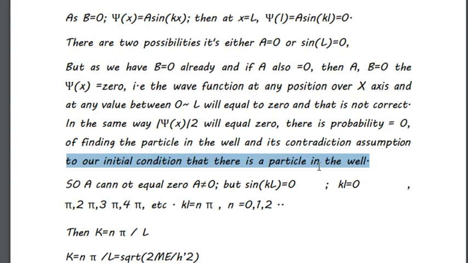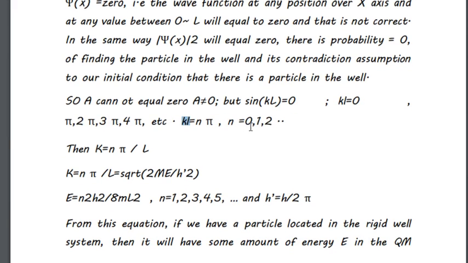But sine of kL is equal to 0. And this is satisfied when kL equals 0, pi, 2 pi, 3 pi, 4 pi, etc. Then kL will equal n multiplied by pi, where n is 0, 1, 2, etc. In other words, after rearrangement, k will equal n pi divided by L. Putting this into the predefined k, which equals the square root of 2mE divided by h-bar squared, the particle energy is E_n equals n squared h squared divided by 8 m L squared, where n is any number 1, 2, 3, 4, 5, and h-bar is the Planck constant divided by 2 pi.